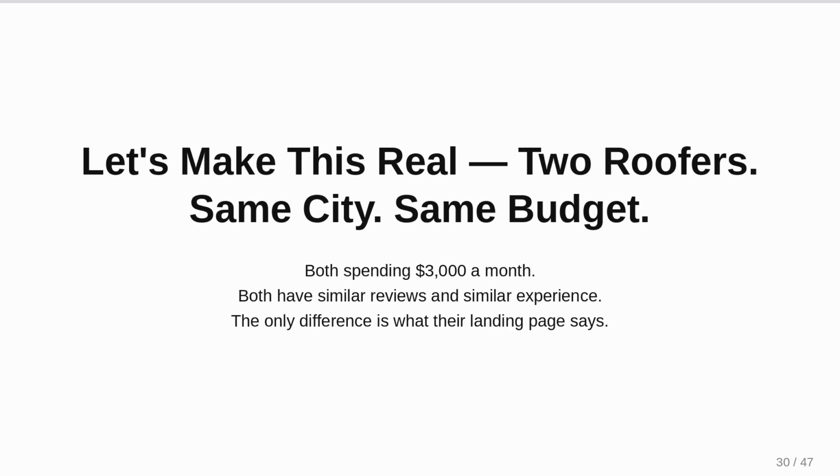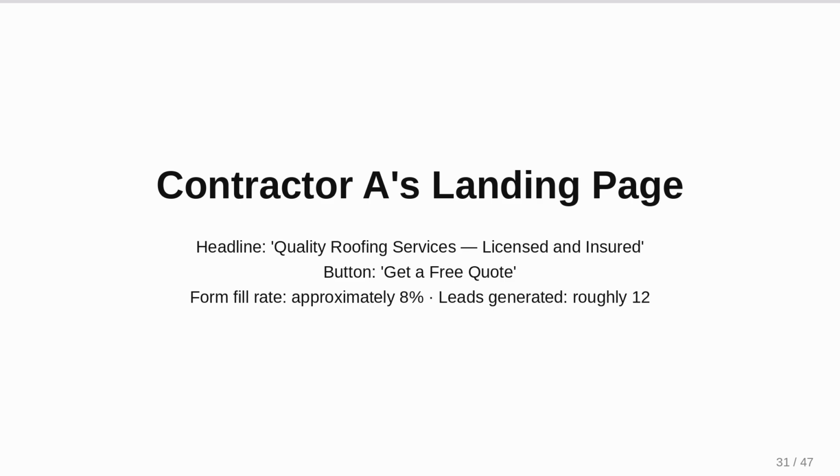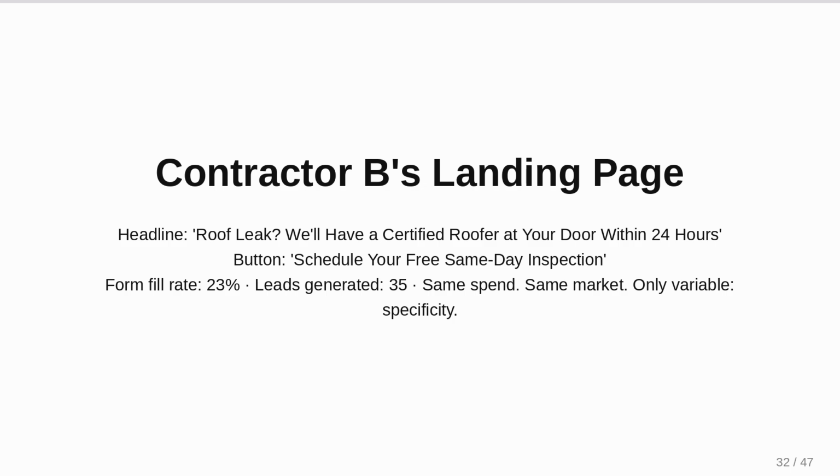Think about 2 roofing contractors in the same city running the same Google Ads budget. Both are spending $3,000 a month. Both have similar reviews and similar experiences. Contractor A's landing page has a headline that says, Quality Roofing Services Licensed and Insured, and a button that says, Get a Free Quote. Contractor B's landing page has a headline that says, Roof Leak? We'll have a certified roofer at your door within 24 hours, serving Dallas homeowners since 2013, and a button that says, Schedule your free same-day inspection. Same homeowner, same search, same click, same budget.